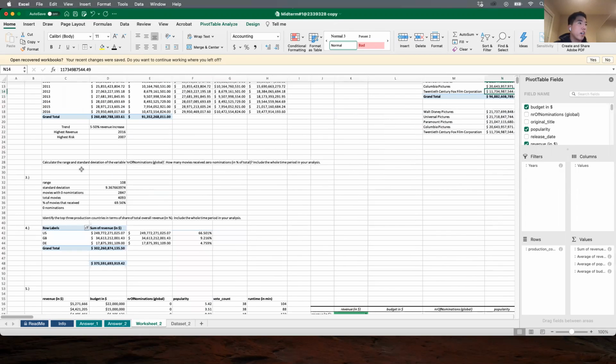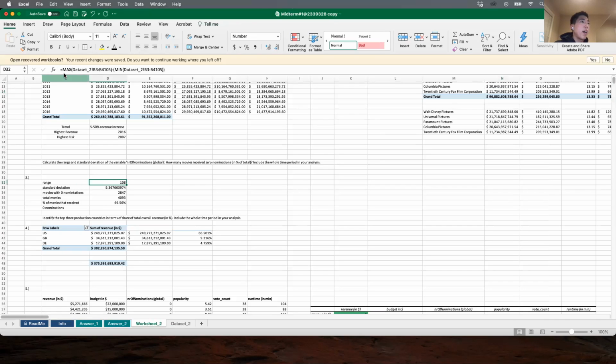For question 3, calculate the range and standard deviation of the nominations. For this question, I did not use a pivot table. Instead, for the range, I used the max function. For the data set, I used the nominations column, and I subtracted the min. The max was there to find whatever the highest number was. We can see it's 108 nominations, which was the highest given. And the minimum was obviously 0. For standard deviation, I used the standard deviation function, and I used the nominations column.